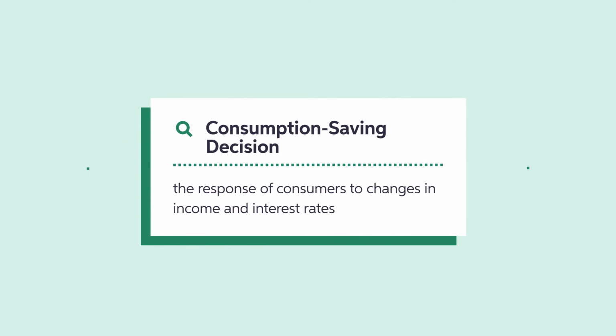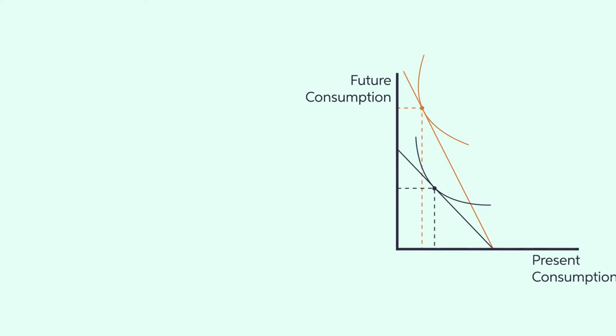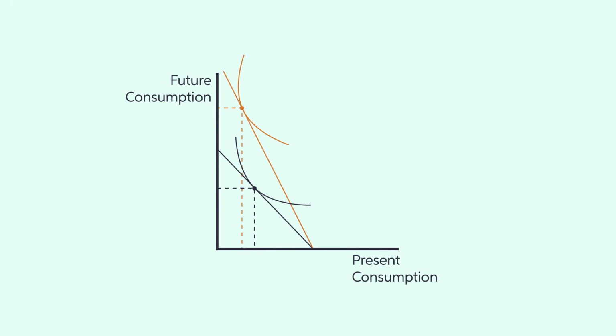For the second example, we'll use the theory of consumer choice to examine the consumption-saving decision by households. The consumption-saving decision faced by households is the response to changes in income and interest rates. Since the trade-off is about present consumption and future consumption, the outcome of the consumption-saving decision is intertemporal. This graph shows the consumption-saving trade-off.